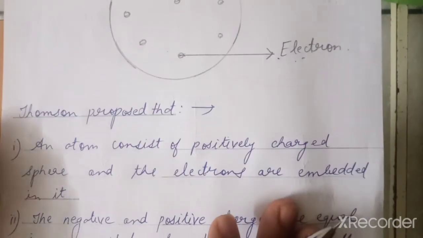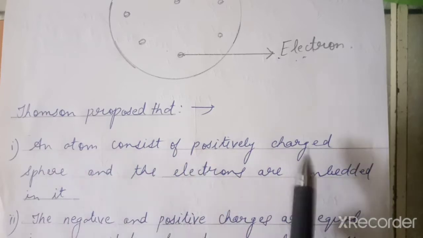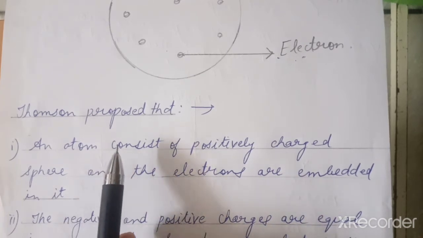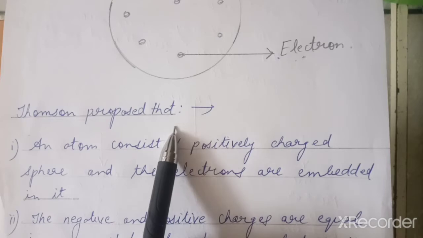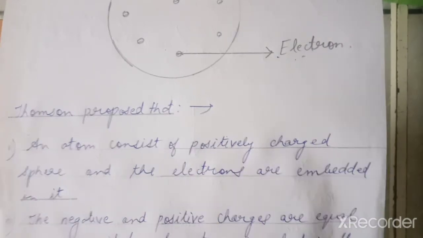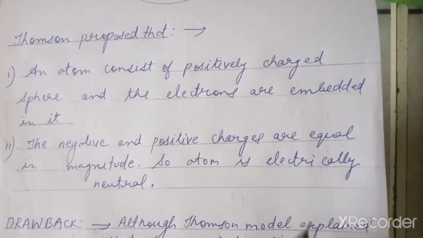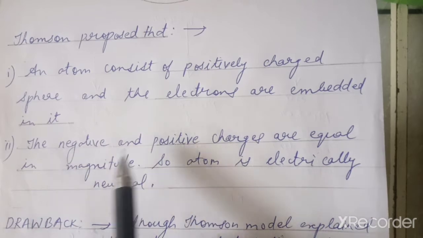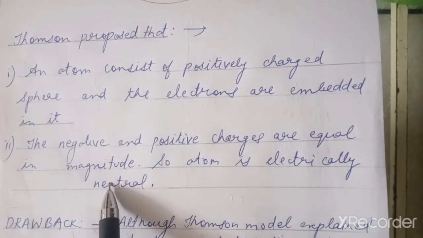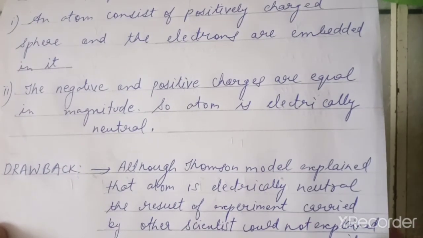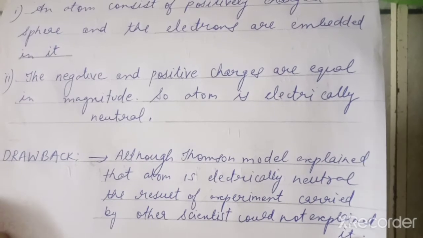And what was the proposal? An atom consists of a positively charged sphere and the electrons are embedded in it. Whenever this question is asked, you have to write that the Thomson model proposed a positive sphere with electrons embedded in it, and this atom is electrically neutral. How can we say that it is electrically neutral? Because the negative and the positive charges are equal in magnitude, so it is electrically neutral.